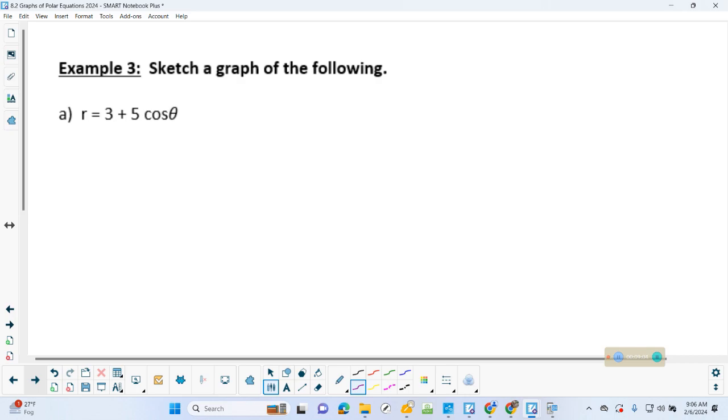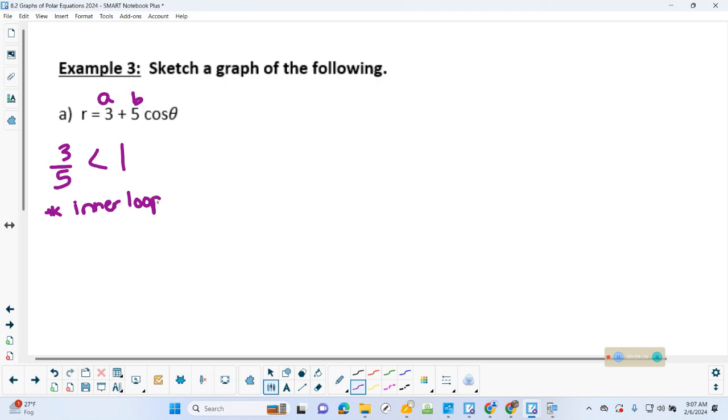Now, first thing we've got to figure out, A and B, is if it's going to be the inner loop or the cardioid. So I always divide A and B. You have to be a little good with fractions. The question is, is 3/5 less than 1? It sure is, okay? So I'm just mentally thinking here, we're going to have one with an inner loop.